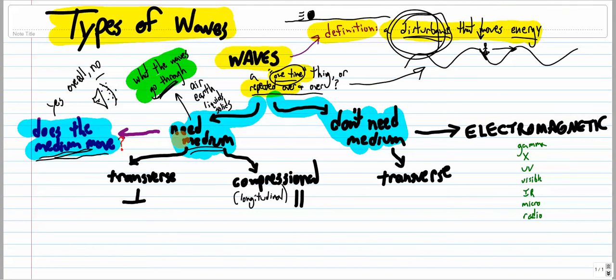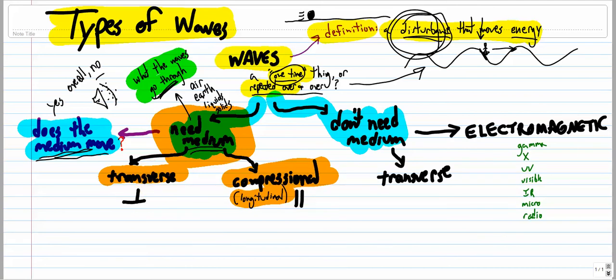So underneath of waves that need a medium, I made two categories. One category says transverse, and the other one says compressional or longitudinal. So let's talk about transverse waves. A transverse wave, let's think about this example. Let's say a person ties a string or a rope to a tree somewhere, and the person waves their hand up and down. When they wave their hand up and down, they create a wave that goes left and right. They make this pulse that travels left and right. So these two things are perpendicular to each other. So the energy the person adds is going up and down, but the wave is going left and right.